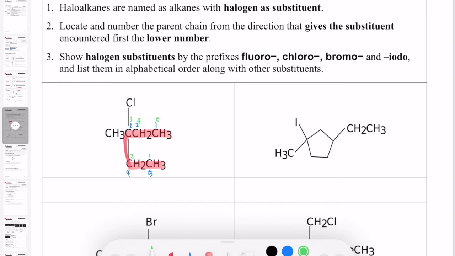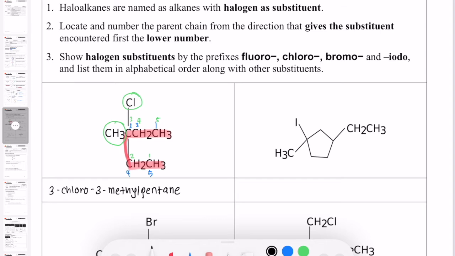So, kalau awak lihat, Cl dengan CH3 itu terletak pada carbon 3. So, ini kita punya substituent. So, how are we going to name it? Chlorine, methyl. Chlorine start with C. So, chlorine dululah. 3-chloro, 3-methyl. Maka dia punya parent chain adalah pentane.